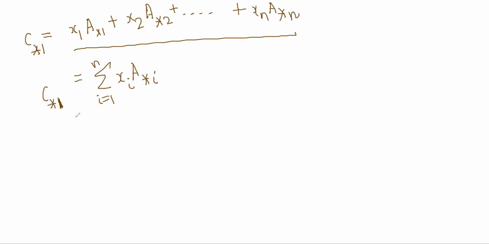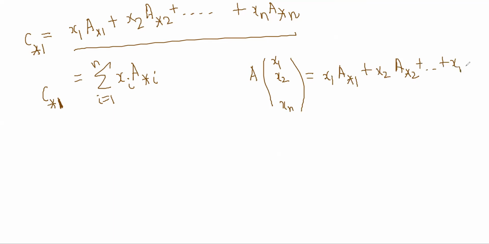The significance of this will be obvious if you understand the geometry of it in some sense. For now, just remember what has happened. We have done A into x1, x2, ..., xn, and we got something like this: x1 A star 1 plus x2 A star 2, and so on, plus xn A star n.